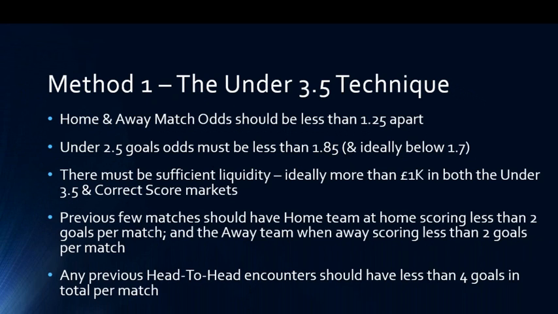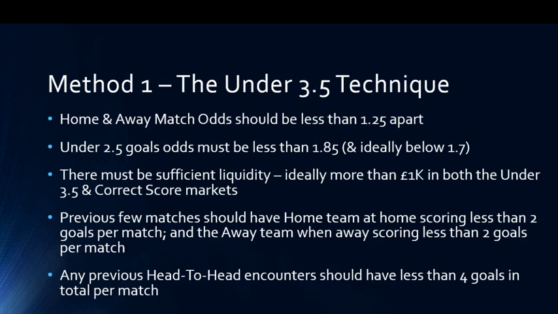The next thing we look at is what previous few matches have been played by both the home teams at home and the away teams away, and we're looking at how many goals they've typically scored in matches, because what we don't want is to find that there's one team that is scoring 4 goals, let's say every match, and the other team is always scoring 0. We would like both teams to in fact be scoring less than 2 goals per match. If it's typically 1 goal and 0 goals, then that's even more ideal.